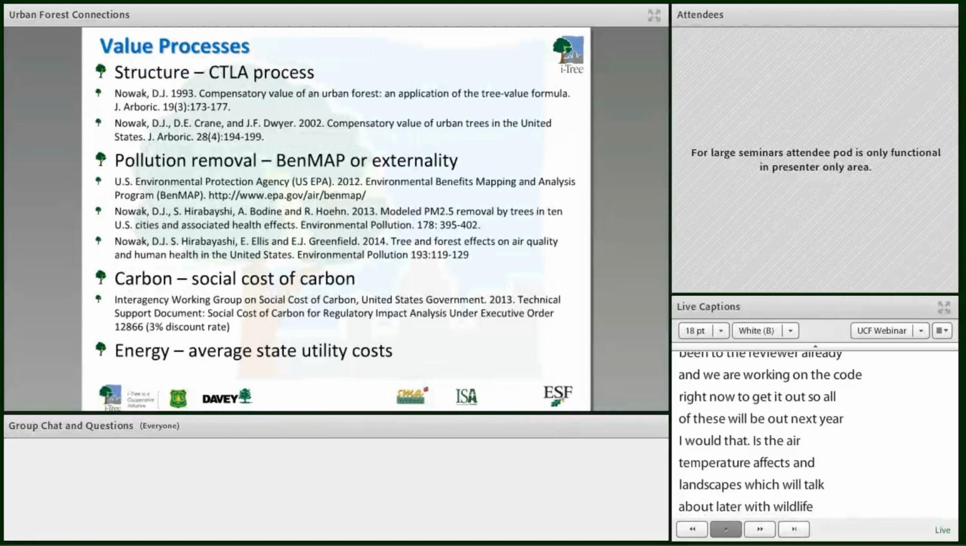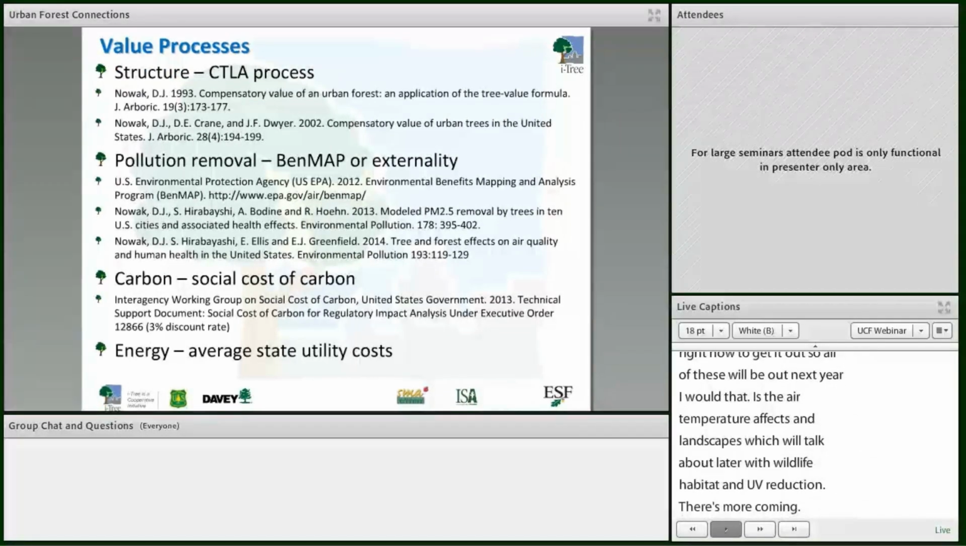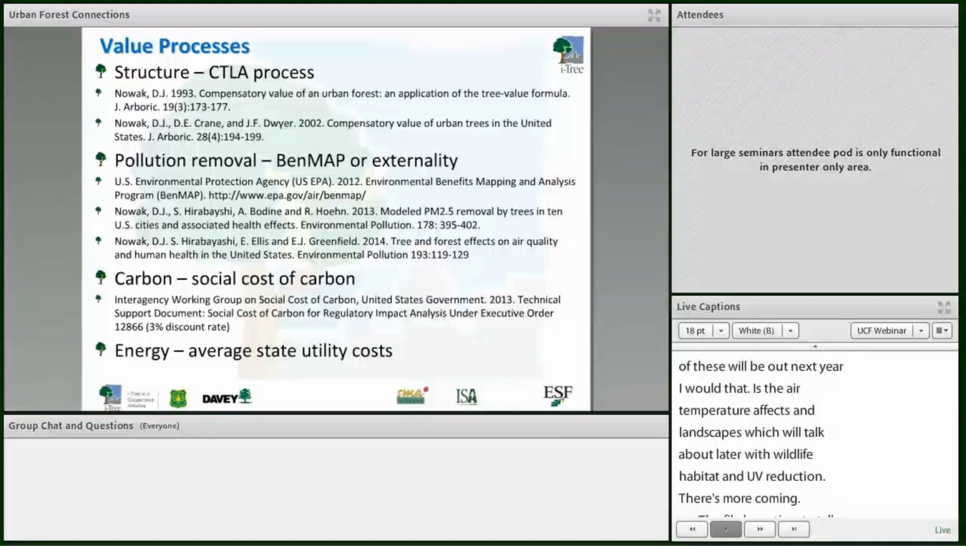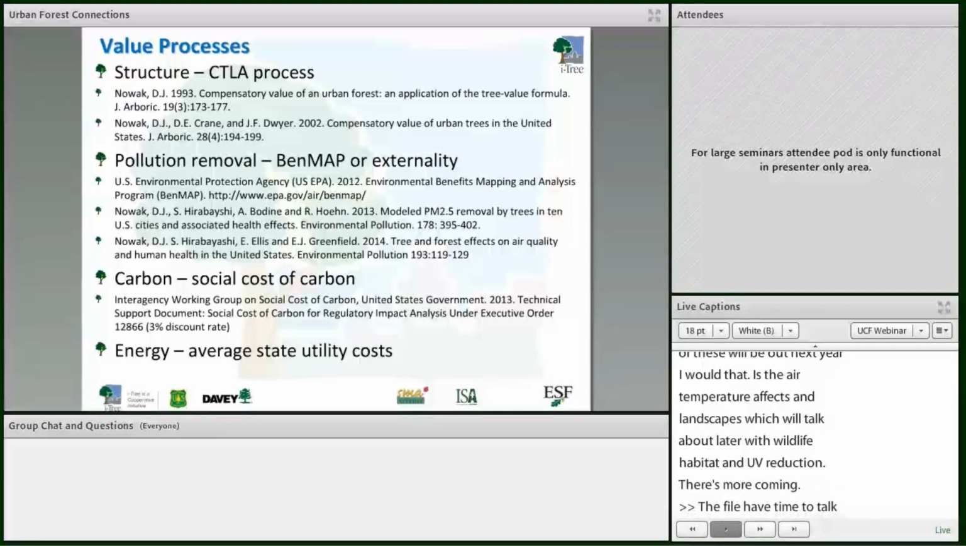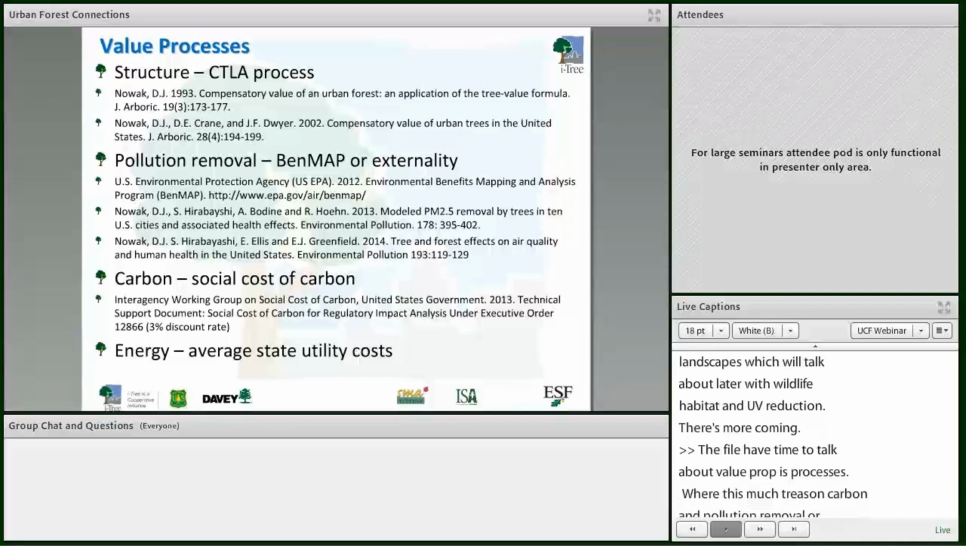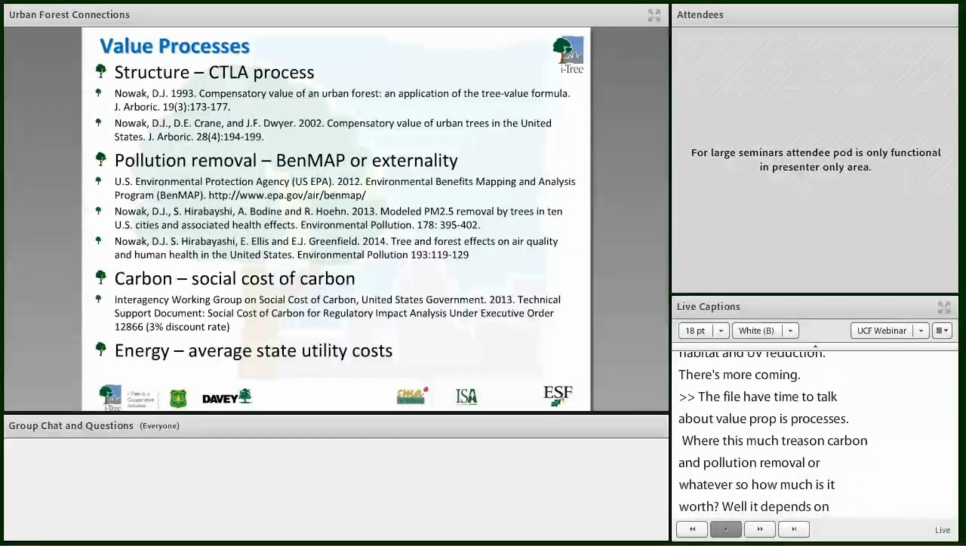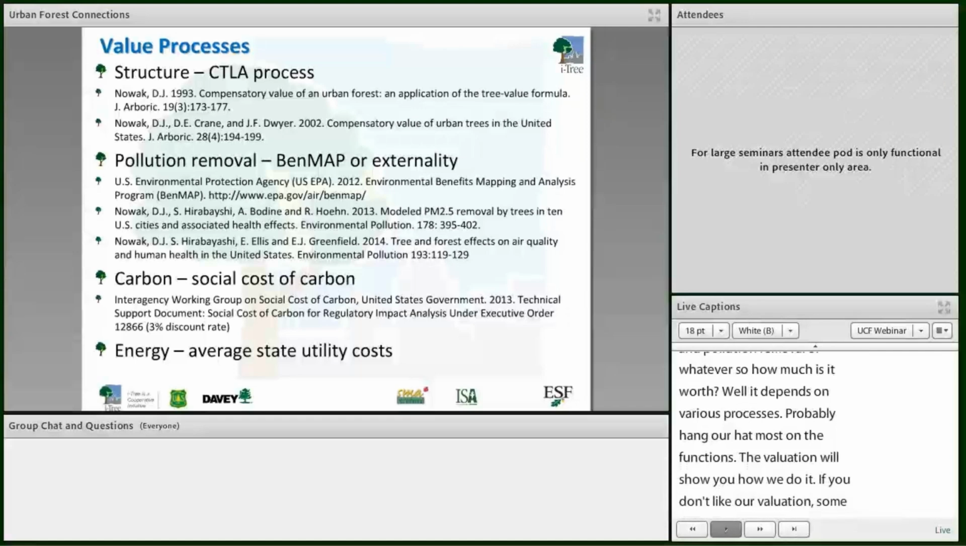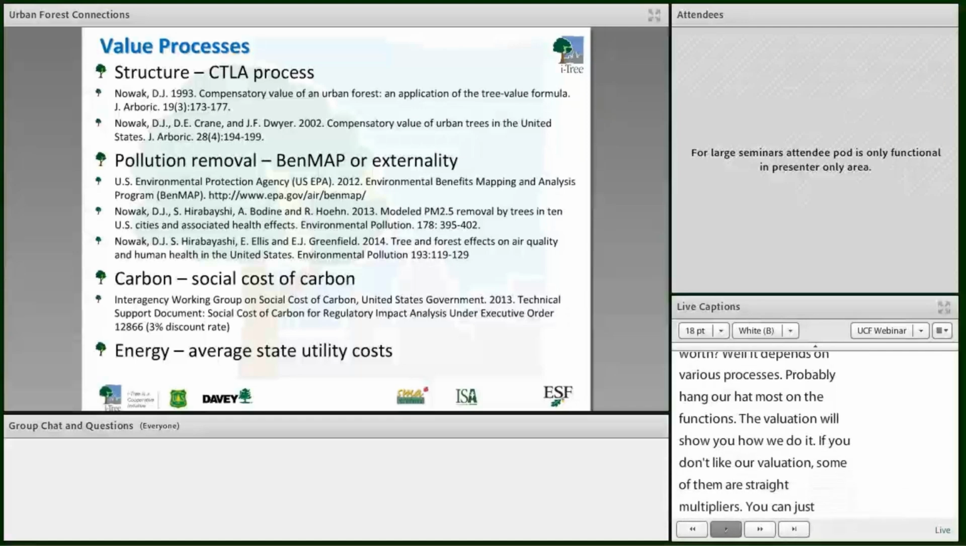Ending here, I only have a couple minutes left for this part of the talk, is value processes. So now we've gone from structure to function. We say you have this many trees, you have this much carbon, this much pollution removal, or whatever. How much is it worth? Well, it depends on various processes. We probably hang our hat most on the functions. The valuation will show you how we do it. If you don't like our valuation, some of them are straight multipliers. You can just change the multiplier yourself. But we've gone through the literature and basically come up with this methodology.